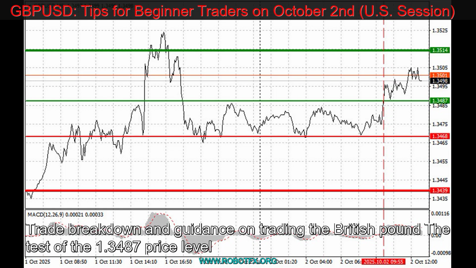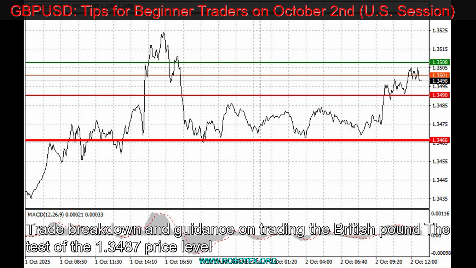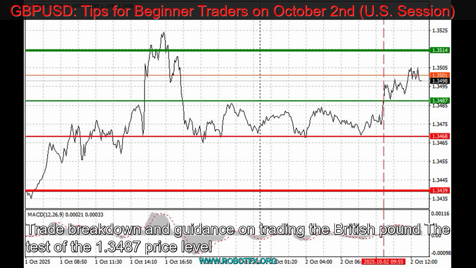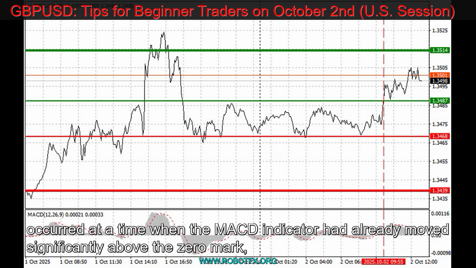Trade breakdown and guidance on trading the British pound. The test of the 1.3487 price level occurred at a time when the MACD indicator had already moved significantly above the zero mark, which limited the pair's upward potential. For this reason, I did not buy the pound.